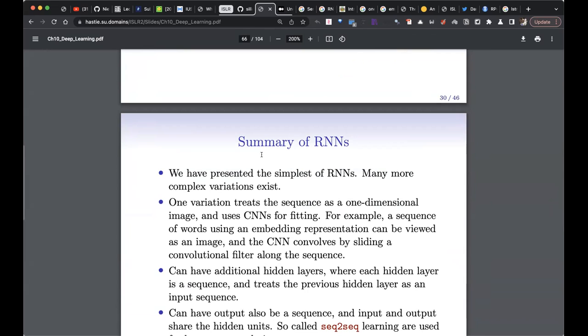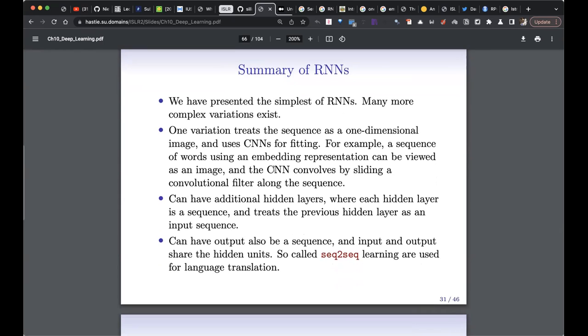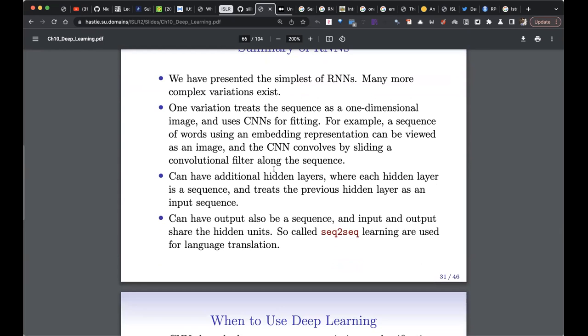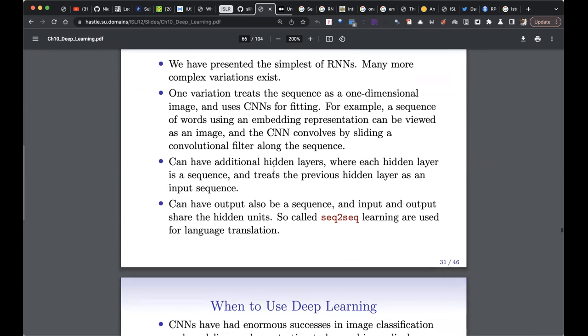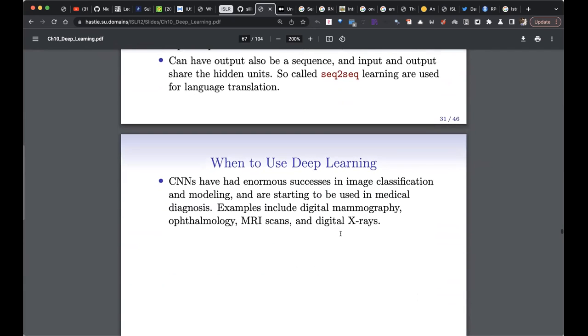Yeah, so this is just the summary of RNN and trying to move to another topic. They said that the baseline of vanilla RNN may be simple and may not achieve a competitive performance, but complex versions or variations exist and they can give a competitive performance. So they talk here about seq-to-seq, which is used for deep learning translation.